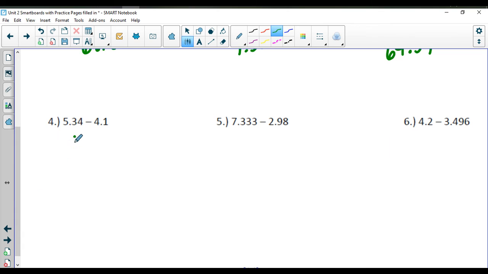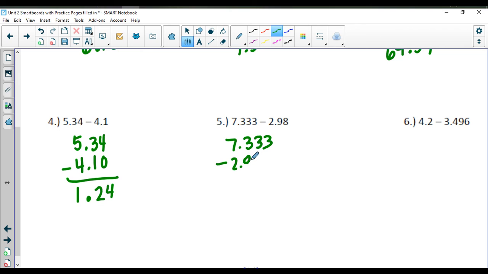Down here at the bottom, subtracting is still going to work the same way. Only thing is we may need to do a little bit of borrowing. 4 minus 0 is 4. 3 minus 1 is 2. Bring down that decimal, and 5 minus 4 is 1. So we have 7.333 minus 2.98. Add on a 0, so it's nice.